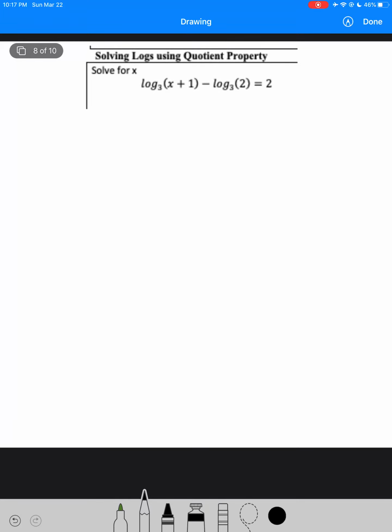So solving for x, where you would apply the property. Looking at this, we see we have log base 3 of x plus 1 minus log base 3 of 2 equals 2. And let's say we want to solve this for x. So what we want to do here is see, can we use the quotient property or the product property? Because it's minus, it's quotient property. So it's log base 3, at the top we put x plus 1 over 2 equals 2. I haven't dealt with this 2 yet. We'll just bring it down.